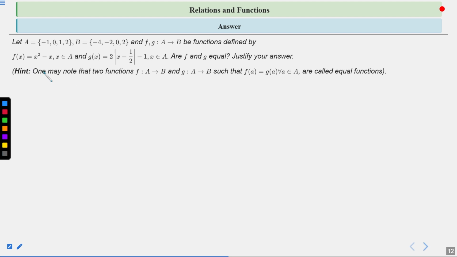See, we are given a set A as minus 1, 0, 1, 2, and B as minus 4, minus 2, 0, 2. And we have defined two functions f and g from A to B, where f(x) is equal to x square minus x, x belongs to A, and g(x) is equal to 2 times the absolute value of x minus 1 by 2, minus 1, x belongs to A. So we basically have to show whether f and g are equal functions or not.